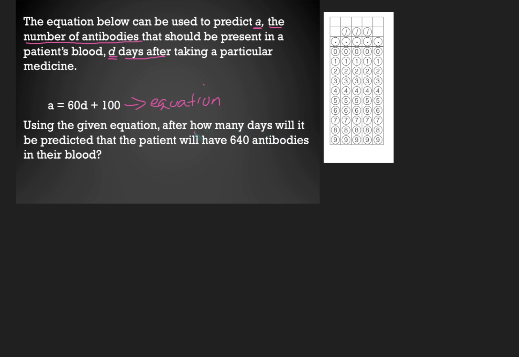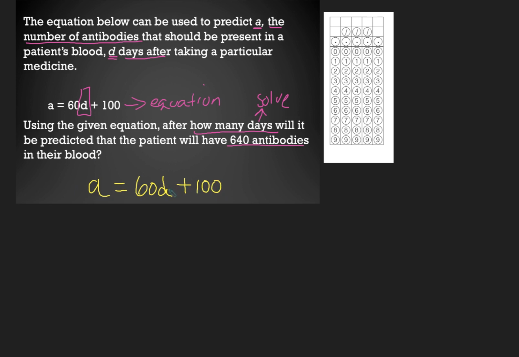So they're asking after how many days? So it seems like we're solving for the days. Will it be predicted that the patient will have 640 antibodies in their blood? So we're solving for D. So we're not going to replace the D. We're going to replace A with the 640 because the 640 is your antibodies. So I'm going to write my equation. A equals 60D plus 100.